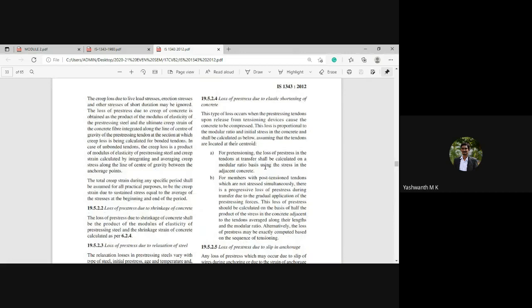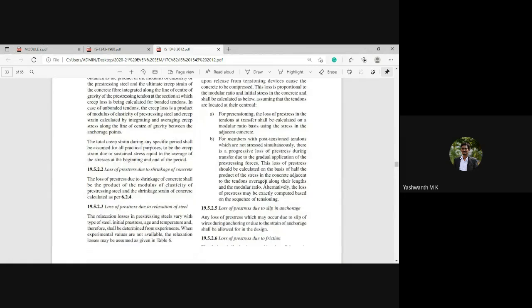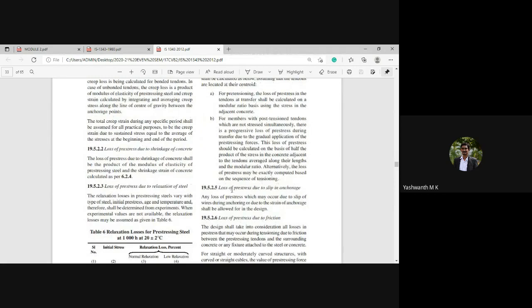So instead of giving a direct formula, they have been specified like this. Coming to the next, shrinkage. Loss of pre-stress, that is clause 19.5.2.2. Loss of pre-stress due to shrinkage of concrete shall be the product of modulus of elasticity of steel and the shrinkage strain of concrete calculated as per 6.2.4.